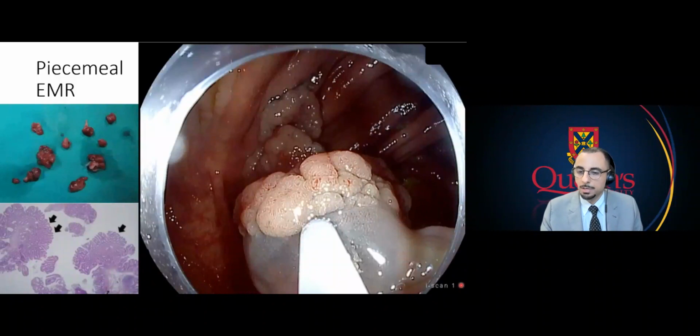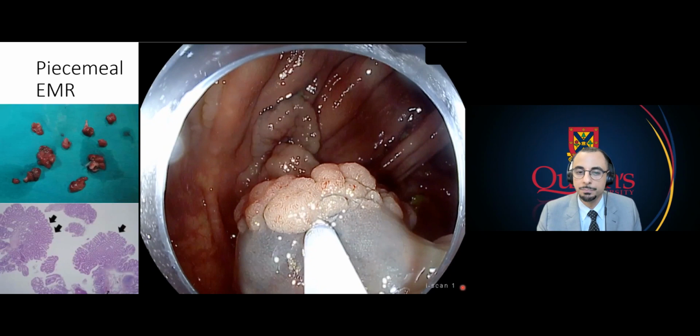Then we have piecemeal EMR. So when lesions get larger, we can't remove them in one piece using this technique. We have to remove them in multiple pieces. And when we remove them in multiple pieces, these are the types of specimens you get and the histology. And it can be difficult or impossible for the pathologist to tell you in terms of the vertical margins and lateral margins when it's removed this way. So that's one of the issues with EMR.